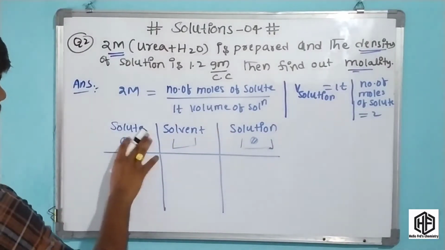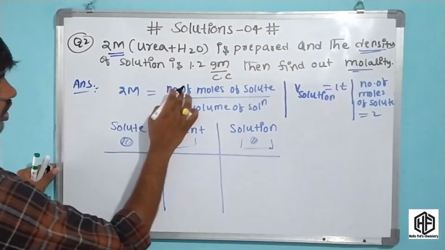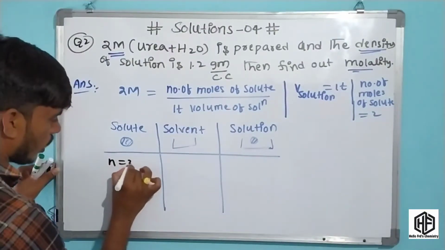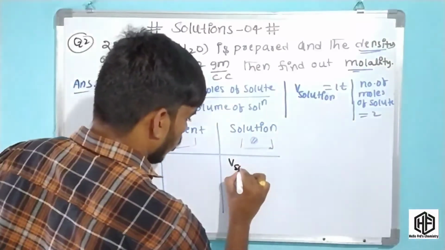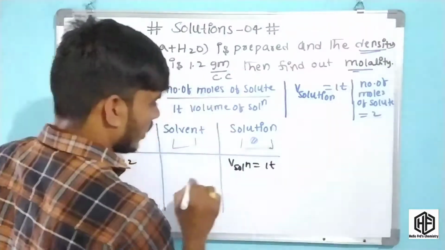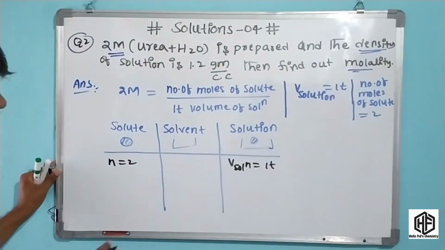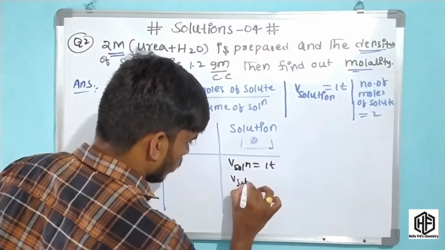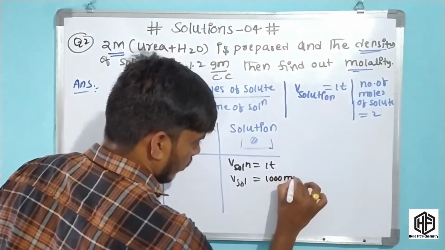Okay friends, first of all solute. Now what is the data for the solute? The number of moles of solute given in the question is 2. N value is 2, number of moles of solute. Now solution, volume of solution is 1 liter. This 1 liter volume of solution is converted to ml. This is 1000 ml.